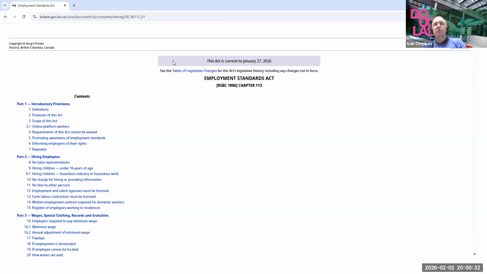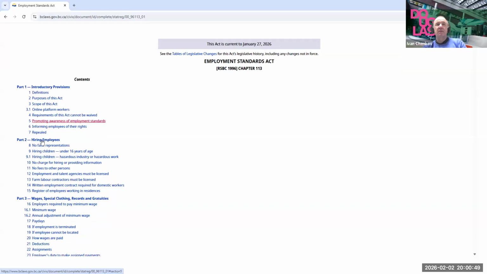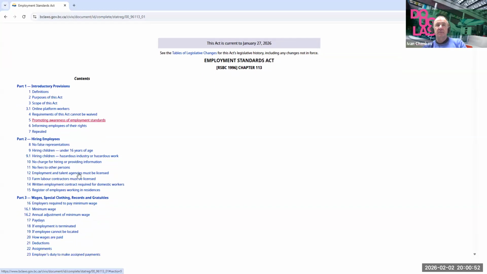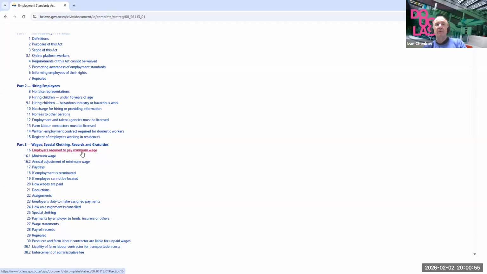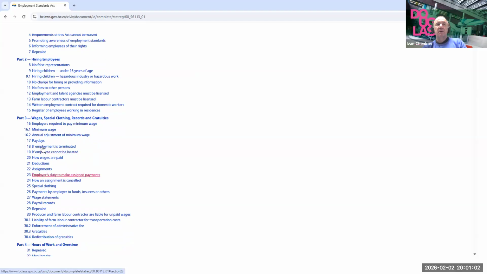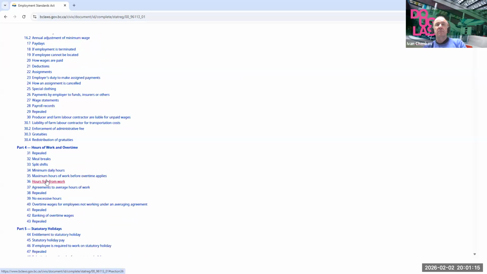BC Employment Standards Act. One thing that you should see is this act is current to January 27, 2026. So everything that is here is current. And you can see different content about the definitions, purpose of this act, hiring employees, then wages. You're going to see the employer is required to pay minimum wage. What's the minimum wage? What's the annual adjustment of minimum wage, pay days, how the employment is terminated, deductions, assignments, everything. Wage statements, payroll records, hours of work and overtime. That's what deals with the hours.